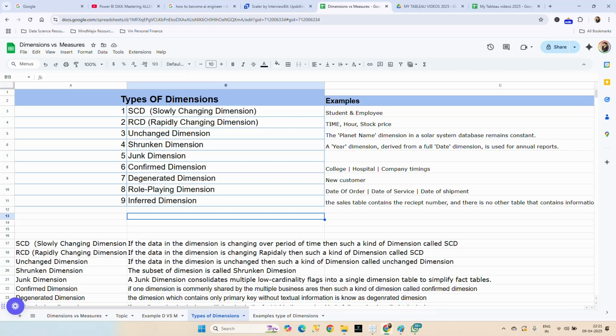First one, SCD. What is SCD? SCD full form is slowly changing dimension. As you see in the name, slowly changing dimension, right? If the data in the dimension changes over a period of time, such a dimension is called SCD. In the dimension table, the data is changed time to time, I mean slowly changing. Let me tell you one example.